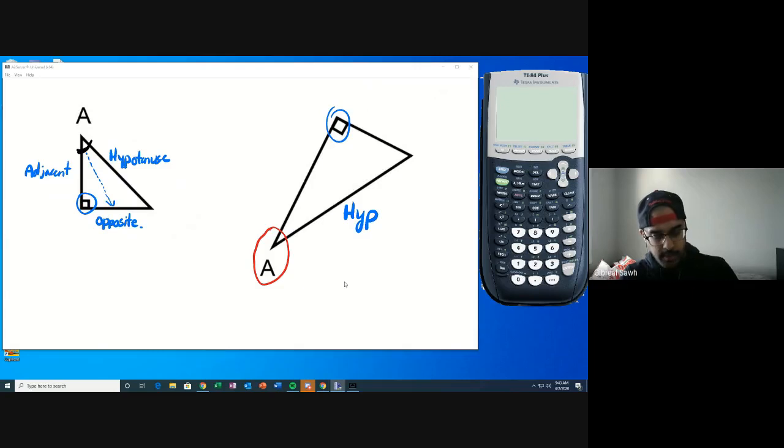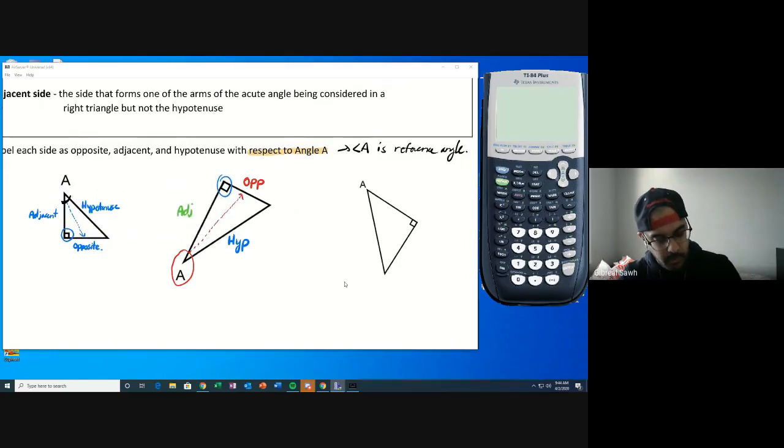Now we'll do our opposite next. So find that side length that is directly across from that angle. That's going to be your opposite. The remaining side length, there's your adjacent. Okay, so you've got all three perfectly labeled. Okay, we'll do the last one as well.